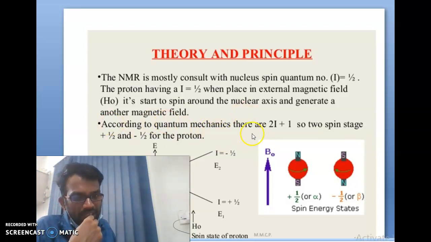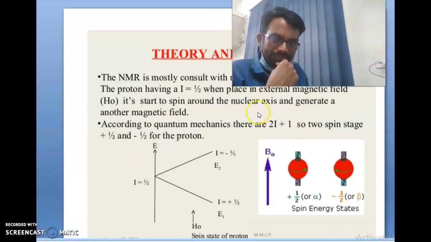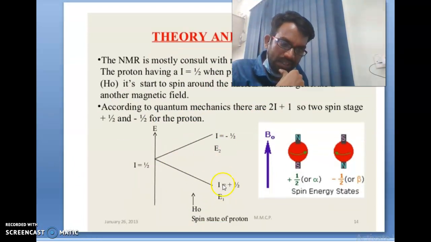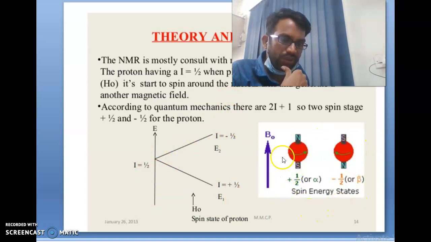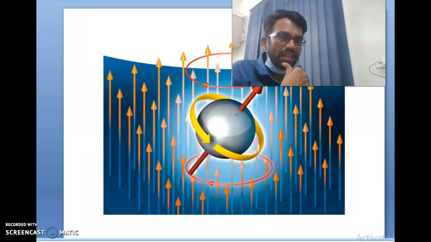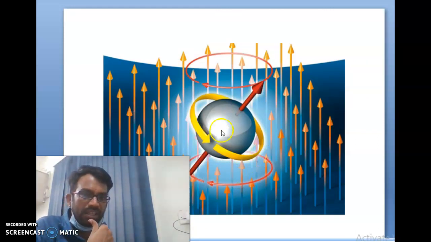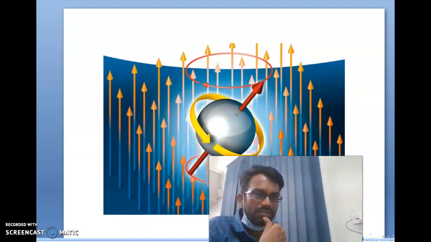According to quantum mechanics, there are 2I plus 1 spin states, so a proton has two spin states: plus 1/2 and minus 1/2. You can see in the figure the spinning pattern of the proton. Here I is equal to 1/2, and the energy states are E1 and E2, plus and minus. You can see the spinning energy states and the magnetic moment with B naught, and how the electromagnetic radiation interacts with the spinning pattern.